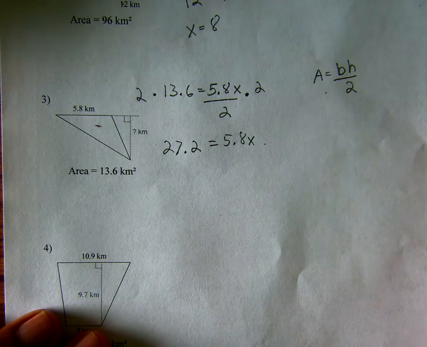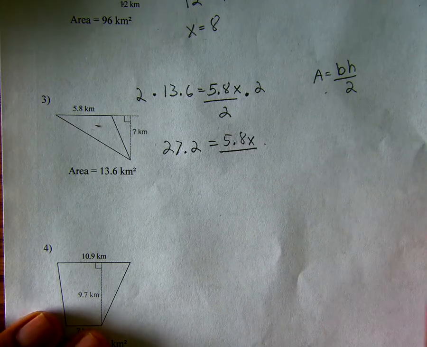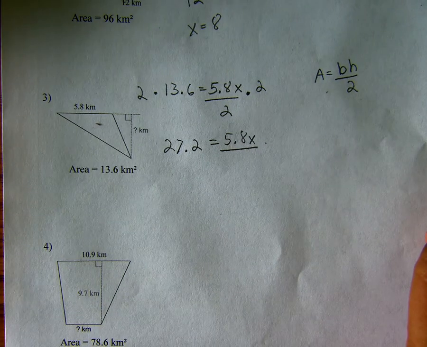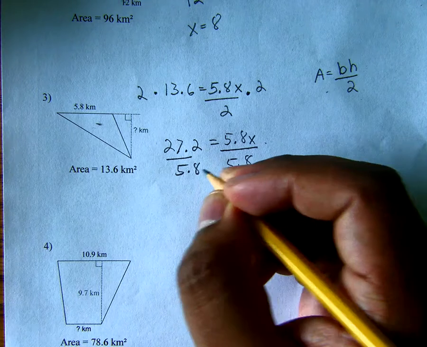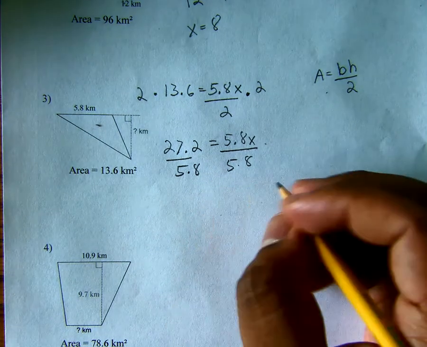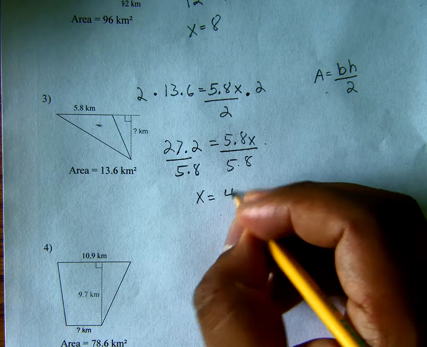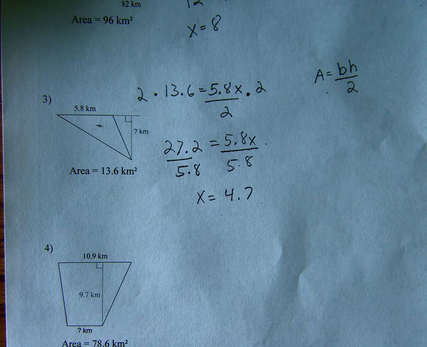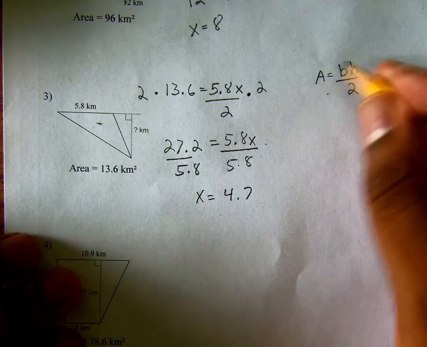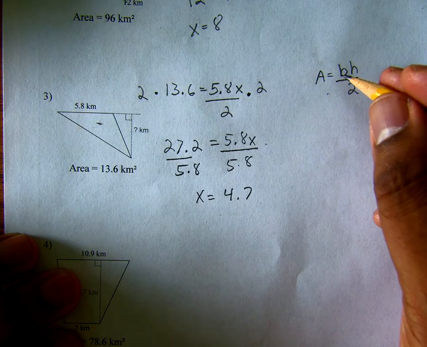Okay, and the next thing I want to do is go ahead and divide this by 5.8 on both sides. And that should get me my x, which is equal to 4.7. Okay, all right, and that's a triangle. Again, we start with the formula, and then we go from there.